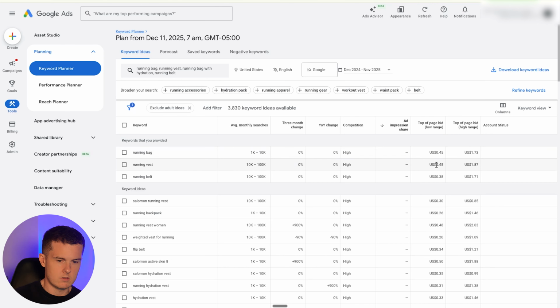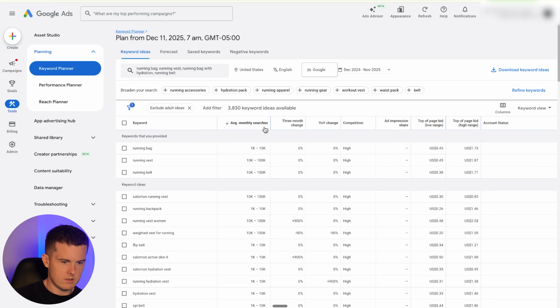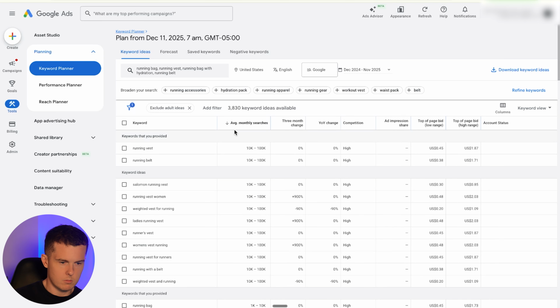So in this instance, running vest, let's say, top of page bid, low range is 45 cents, top of page bid, high range is $1.87. So about $1.10 is sitting in the middle between those two. So that would be maybe a reasonable place to start. And then under account status here, sometimes if we are running these keywords, it would just give us the indication that it is in account. So we know we're targeting them already. So we can sort these by the number of monthly searches, so we can get the highest volume queries.